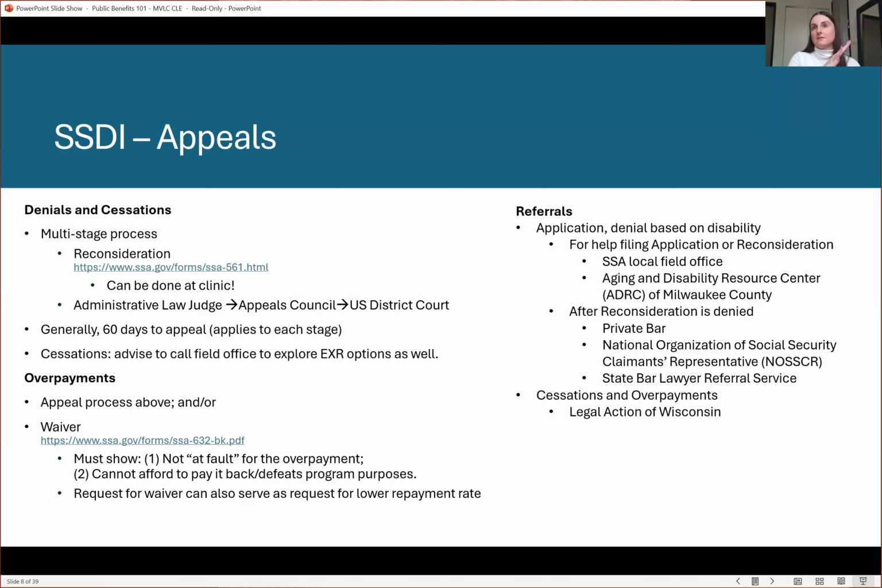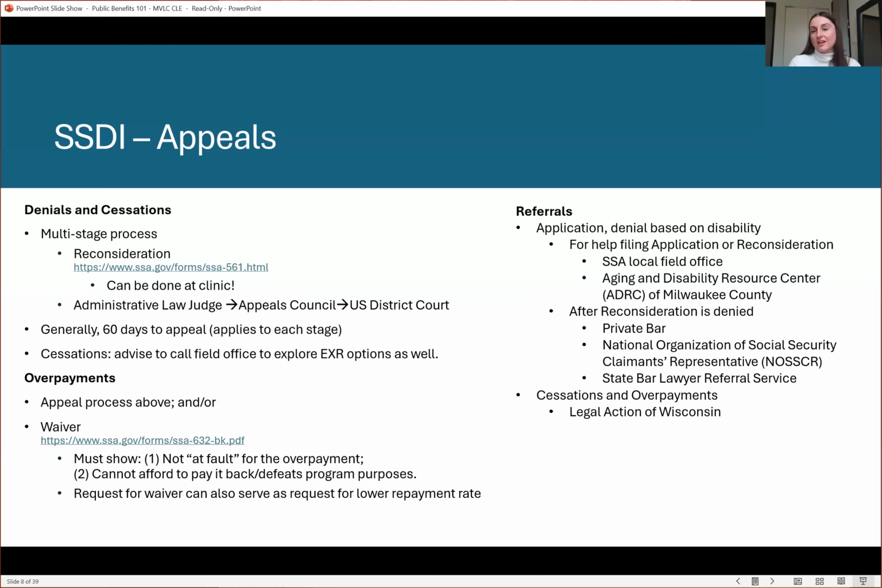It's just asking that SSA forget about the overpayment, essentially. You need to prove that you're not at fault for the overpayment. And then you need to prove that or say that you cannot afford to pay it back, or it defeats program purposes to pay it back.